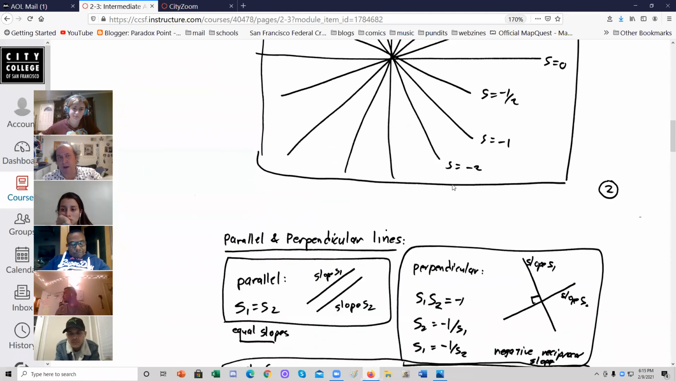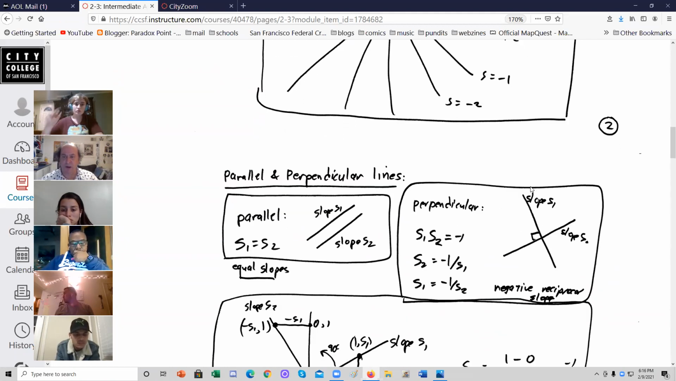Okay. Now, if two lines are parallel, then those slopes are equal. If two lines are perpendicular with slope S1 and slope S2, then, well, there are several ways to put it. One is that the product of their slopes is -1. Also that S2 is -1 over S1, and S1 is -1 over S2. So these are negative reciprocals of each other.